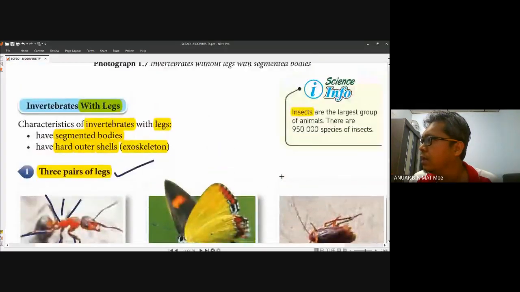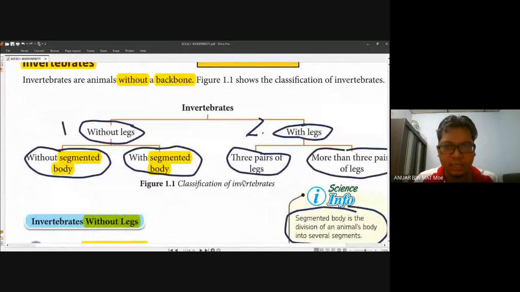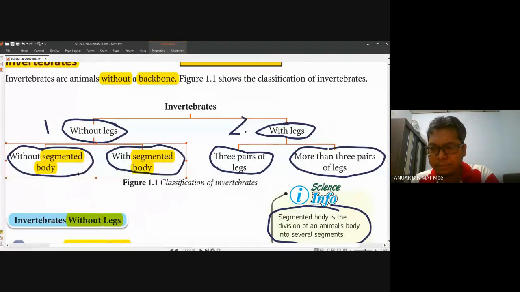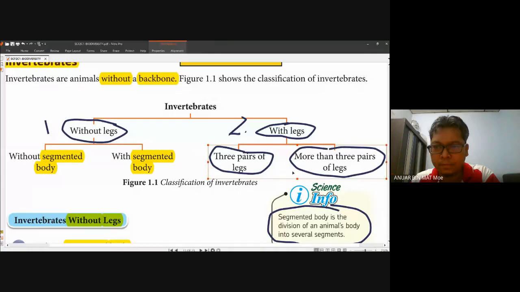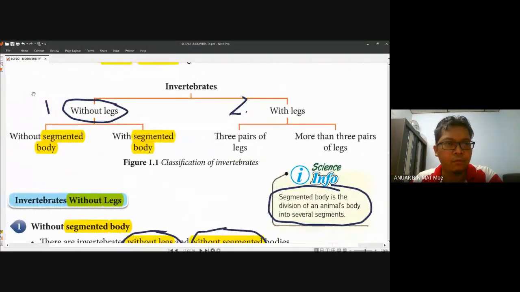Okay, you just remember the classification. This is what we call the classification of invertebrates. Invertebrates we can further divide into two categories: without legs and with legs. And then for without legs, we can further divide it into without a segmented body and with a segmented body.